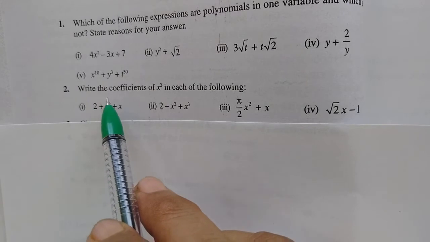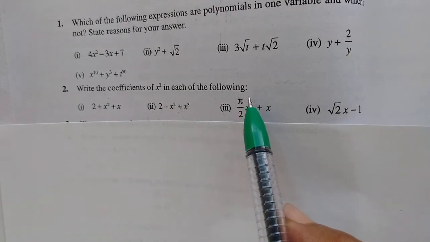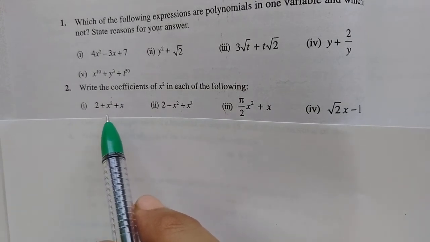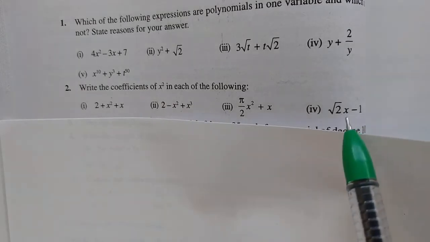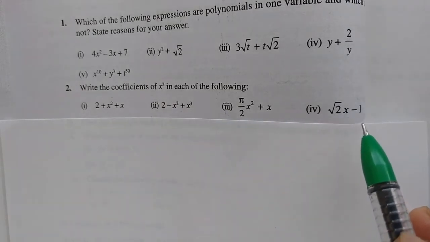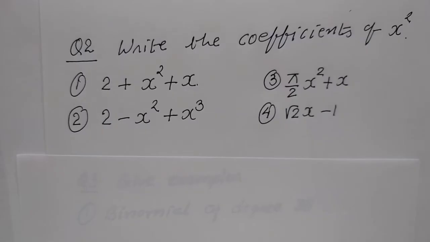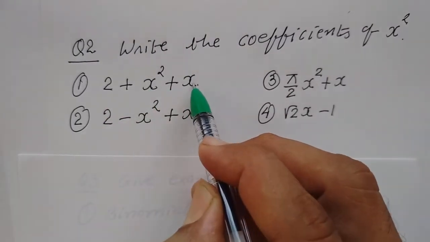Question number 2. Write the coefficients of x square in each of the following. Children, here you have to find out coefficient of x square. So here is x square, here is x square, here is x square, but here does not have x square. So let us find out coefficient of x square. Now here 2 plus x square plus x.